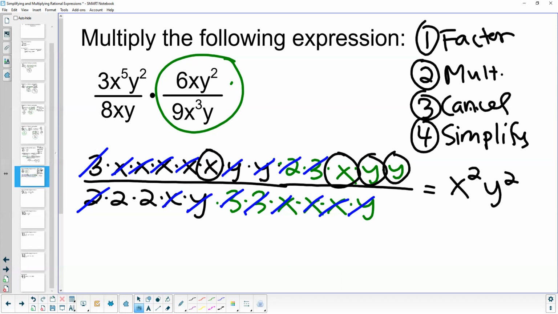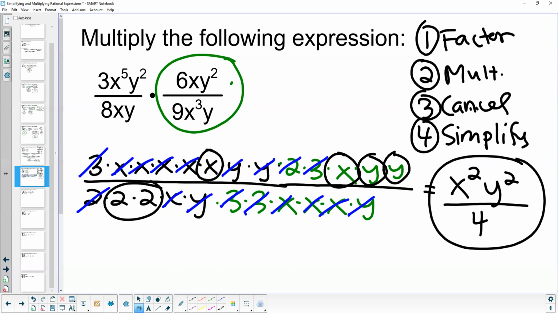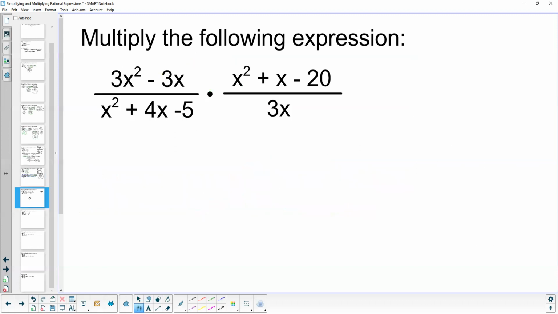On the bottom here, I'm left with 2 2's and nothing else. So 2 times 2 is 4. So this is the simplified expression after we've multiplied those 2 expressions together. Do you kind of see how it works? Let's take a look at another example.